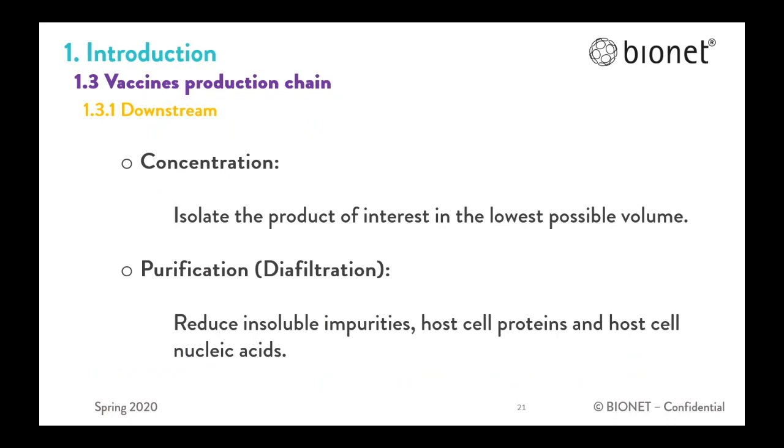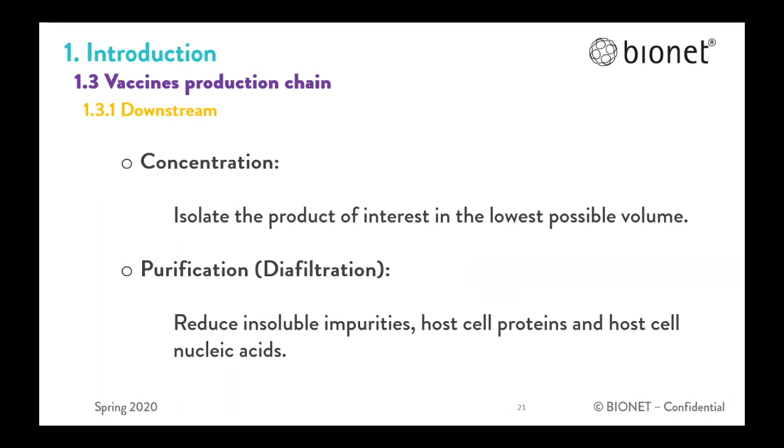TFF is also a perfect friend after clarification. In concentration, it is applied to isolate the product of interest in the lowest possible volume. In this case, the desired fraction is the retentate generated after filtering in the UF range. In purification, it is also used to reduce insoluble impurities, host cell proteins, or host cell nucleic acids. In this case, the desired fraction is also the retentate generated after filtering in the UF range.